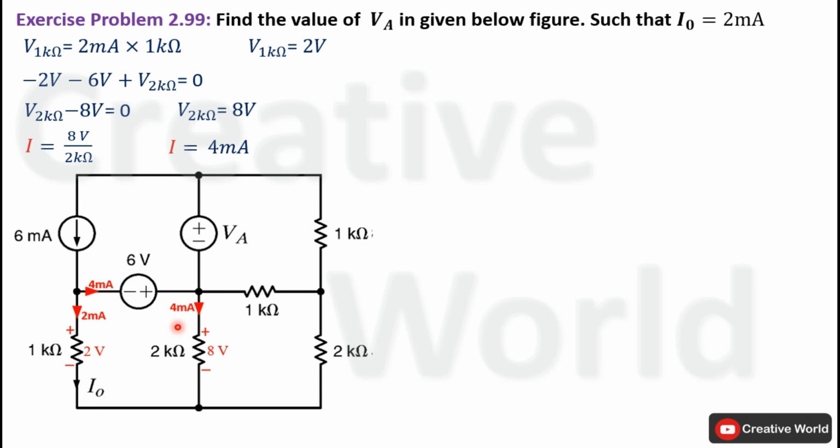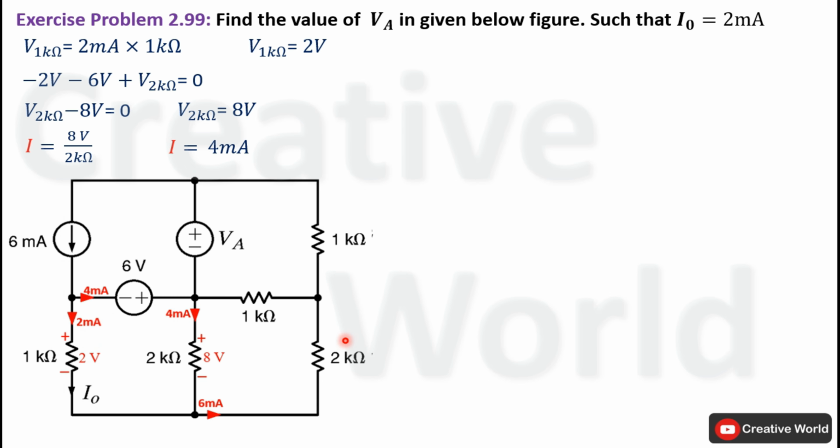So their sum will be equal to 6 milliampere, and that 6 milliampere will leave from this node in this direction. So current through this 2 kilo ohm resistance will be 6 milliampere. After calculating current through it, we can calculate voltage across this 2 kilo ohm resistance, that will be equal to the product of current through it and the value of resistance.